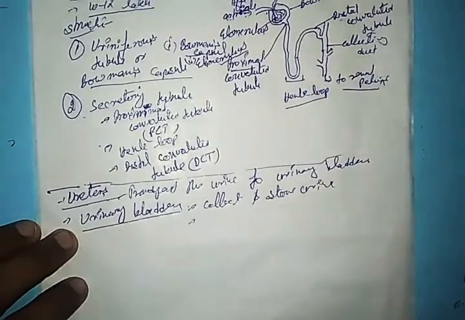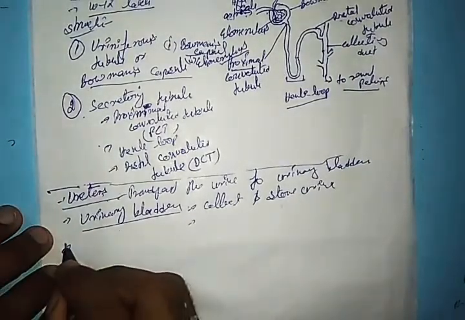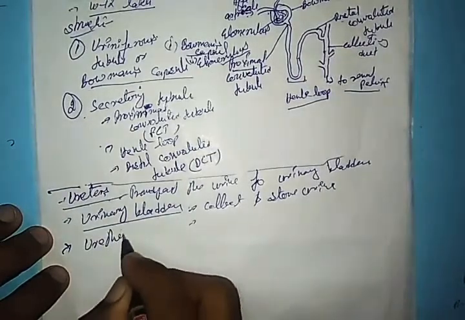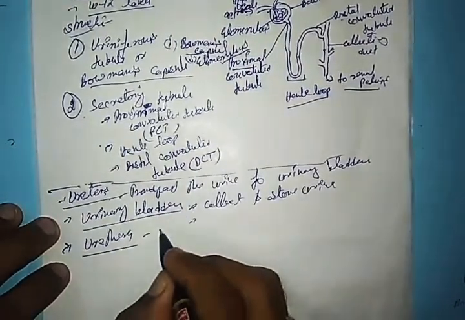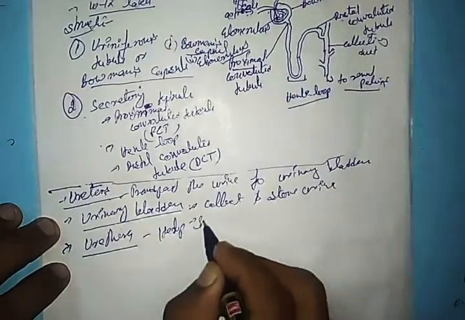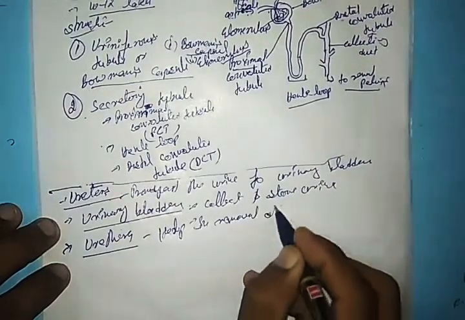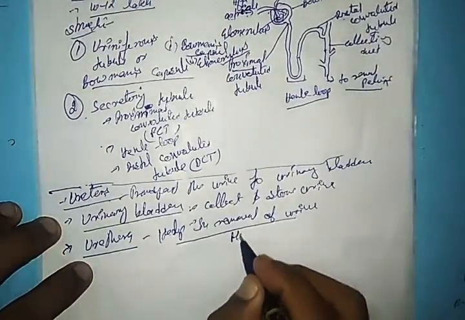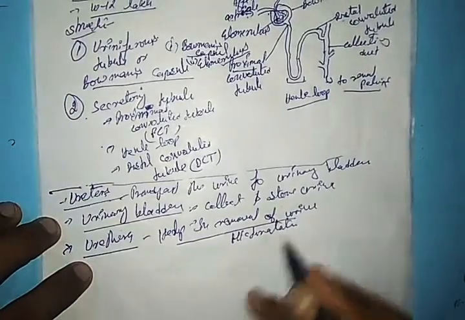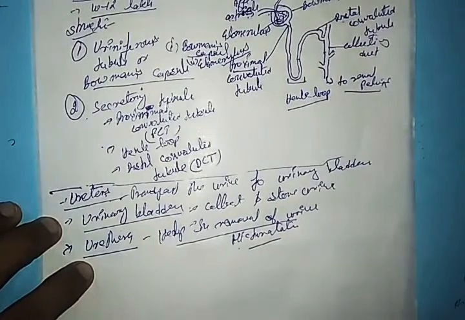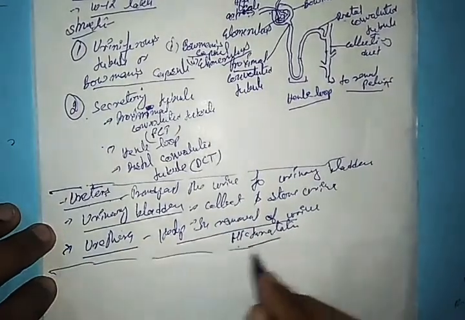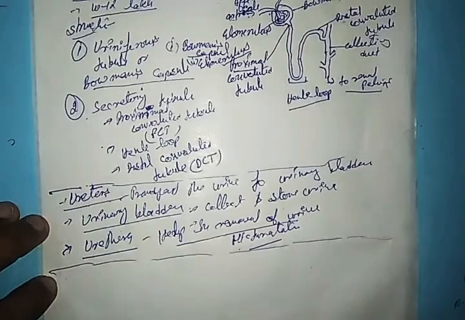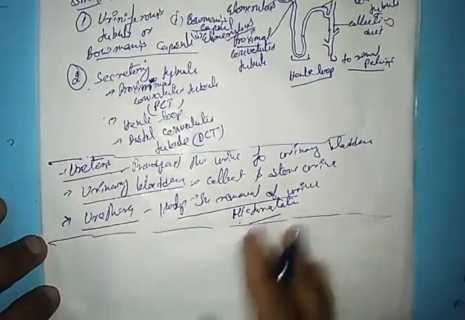When it is filled with urine, then the urine is released from the body through the urethra, which helps in removal of urine. Removal of urine is called micturition. Okay. Finally, here is the kidney and its various parts. All the parts of the excretory system are complete. Our next topic is artificial kidney.